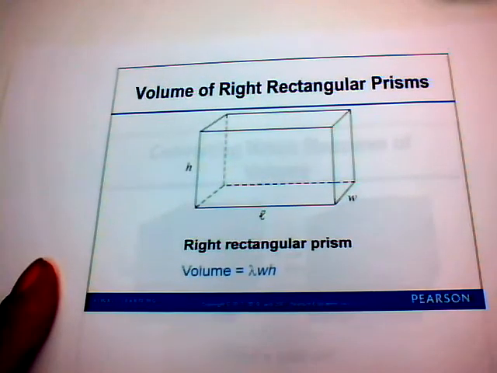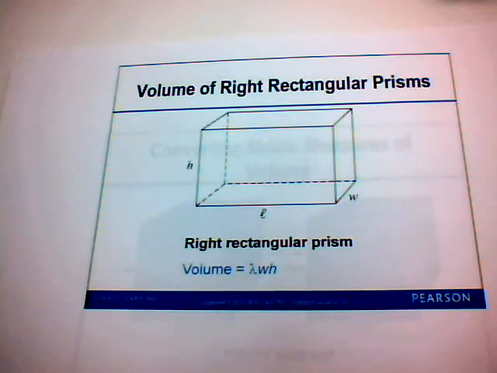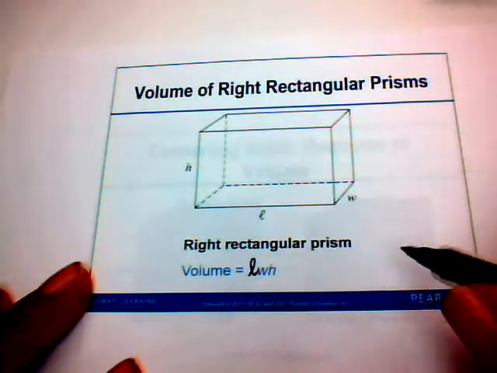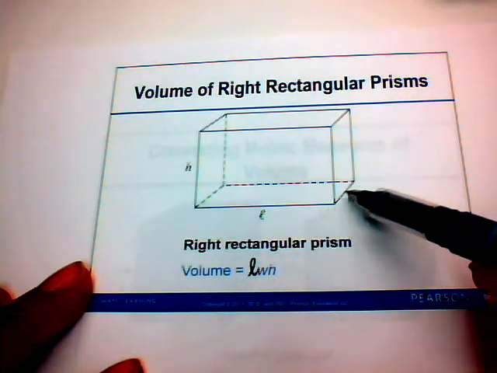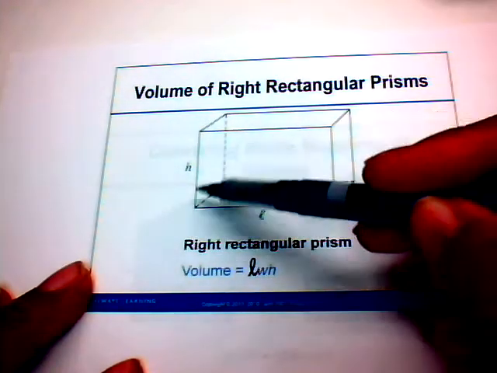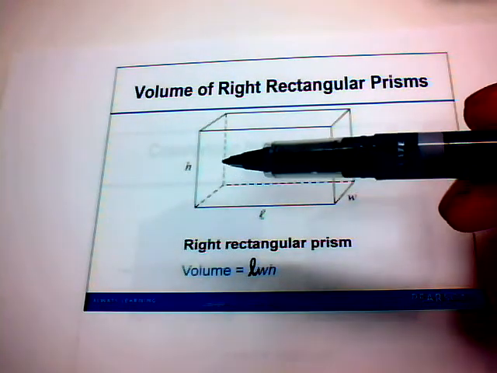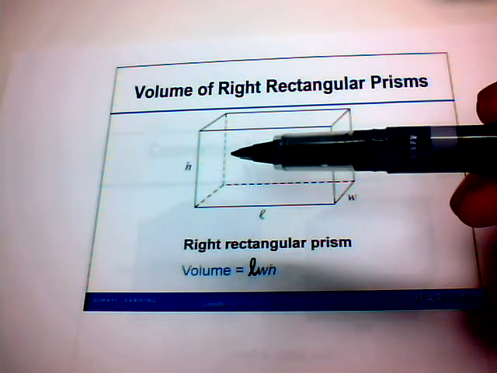Okay, now let's look at the volume of right rectangular prisms. The volume of a right rectangular prism is always going to be this formula: L times W times H. L is the length of the prism, W is the width, and the vertical height is H. That's the formula for finding the volume of a rectangular prism.